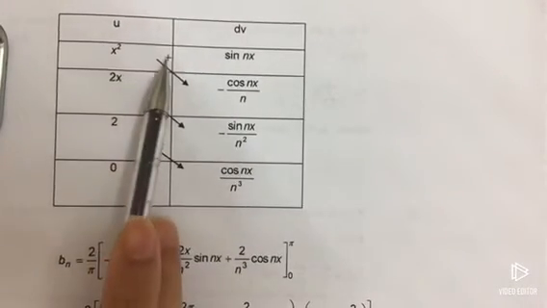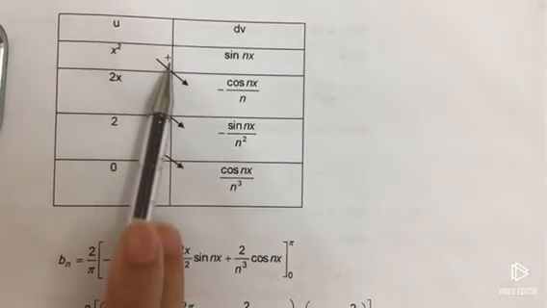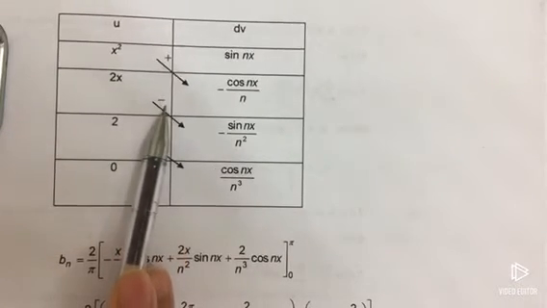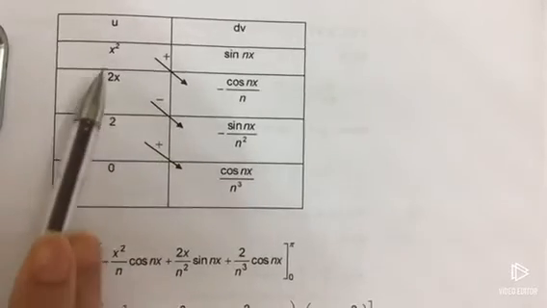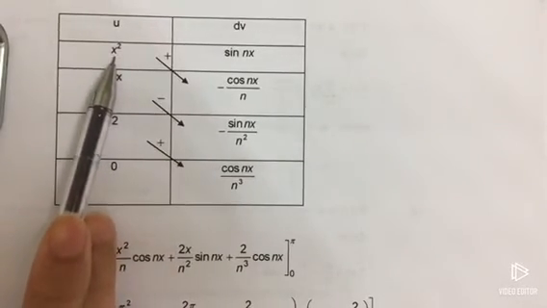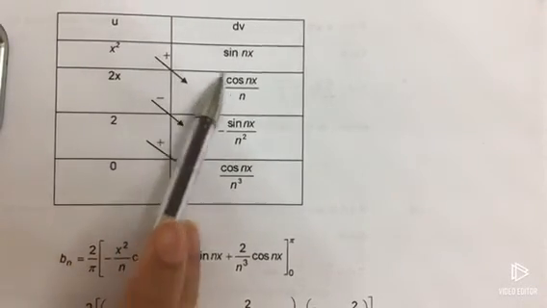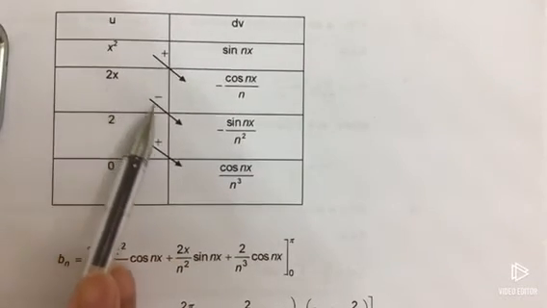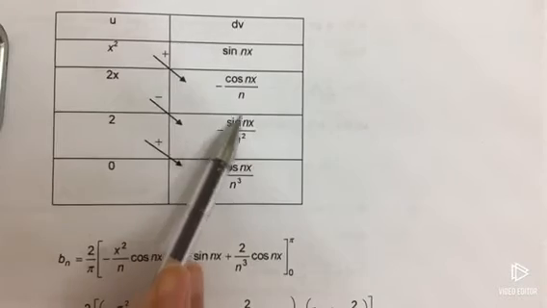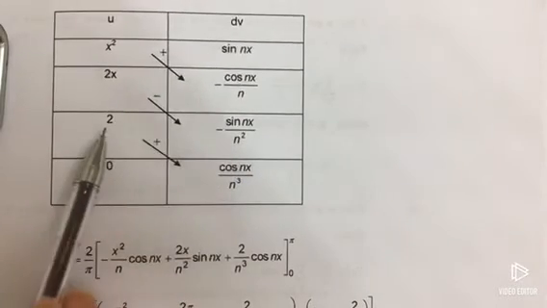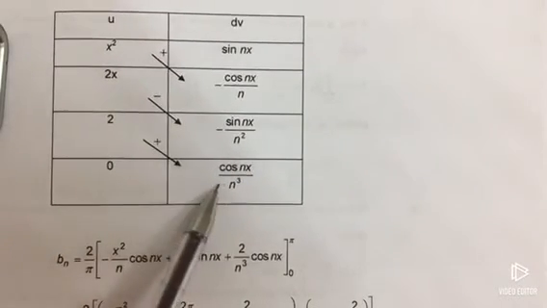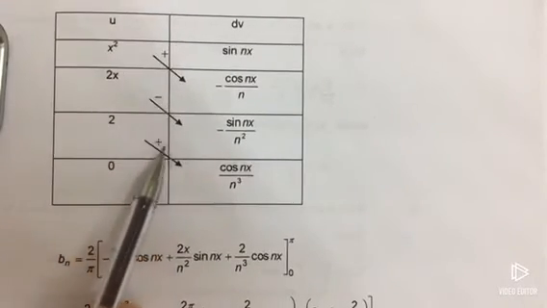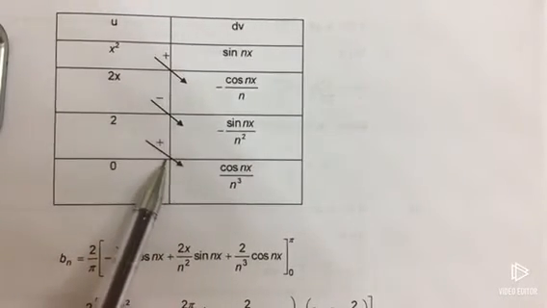And then put the signs, start with positive. So write alternately positive, negative, positive. And then multiply diagonally. x squared times positive times negative cos nx over n. 2x times negative sin nx over n squared. 2 times positive times cos nx over n cubed. And then we find the summation of these 3 terms.